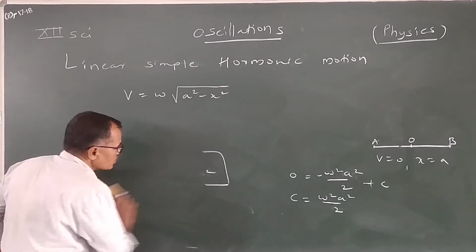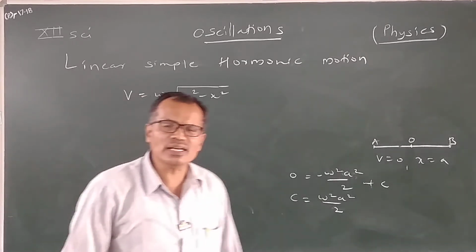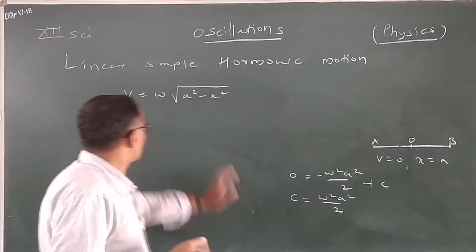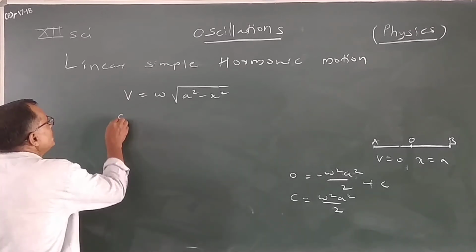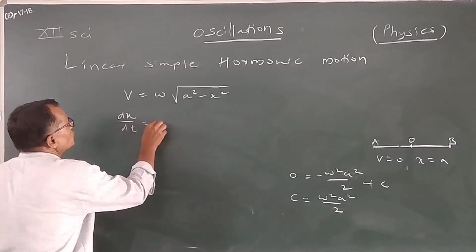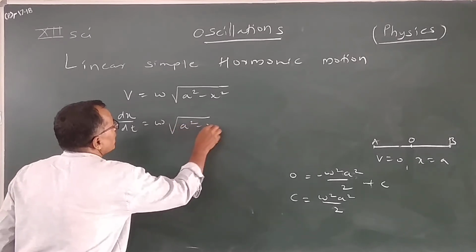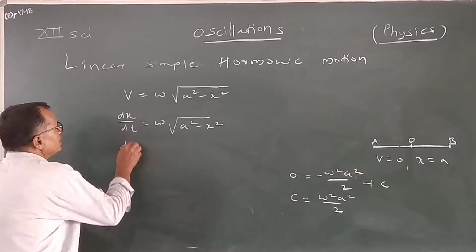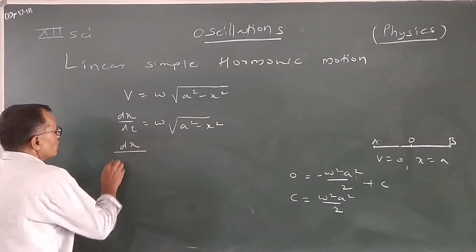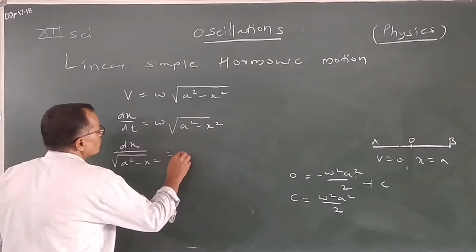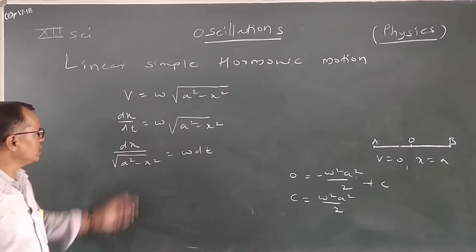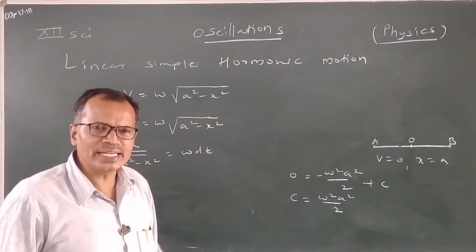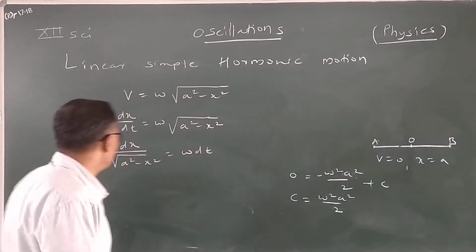But we know that velocity means rate of change of displacement. So v is equal to dx by dt. So instead of this v, we can write dx by dt. Dx by dt is equal to omega root a square minus x square. We can simplify this. That is dx divided by root a square minus x square is equal to omega dt. Now again integrate this equation. Take the integration.